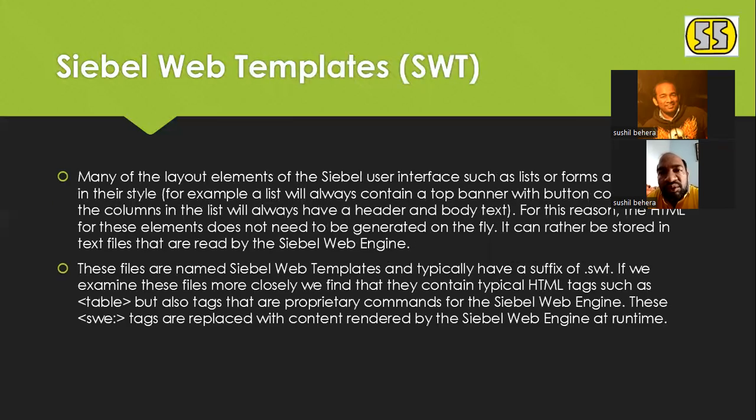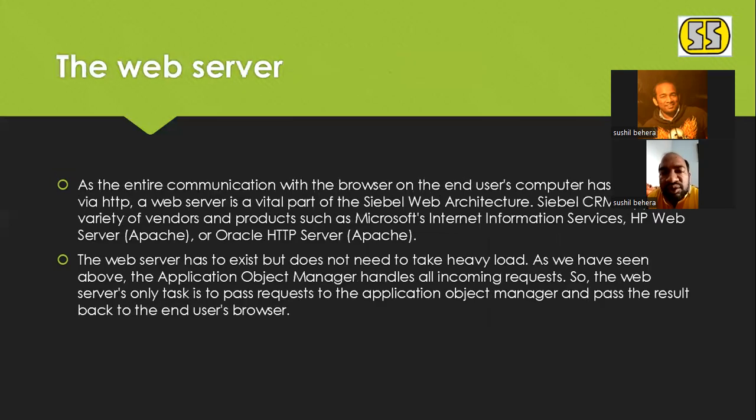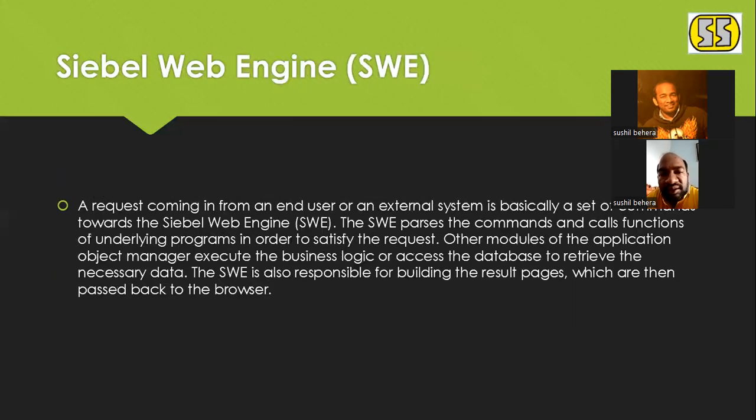It takes help from the SWT file. These SWT files are actually template files that define how an applet should look: how a list applet should look, how a form applet should look, how a detailed view should look. Those things are already coded in the SWT file, written in an HTML-like code. SWE will read this SWT file and build the result page. Okay, clear. So these components are present inside the Siebel server.